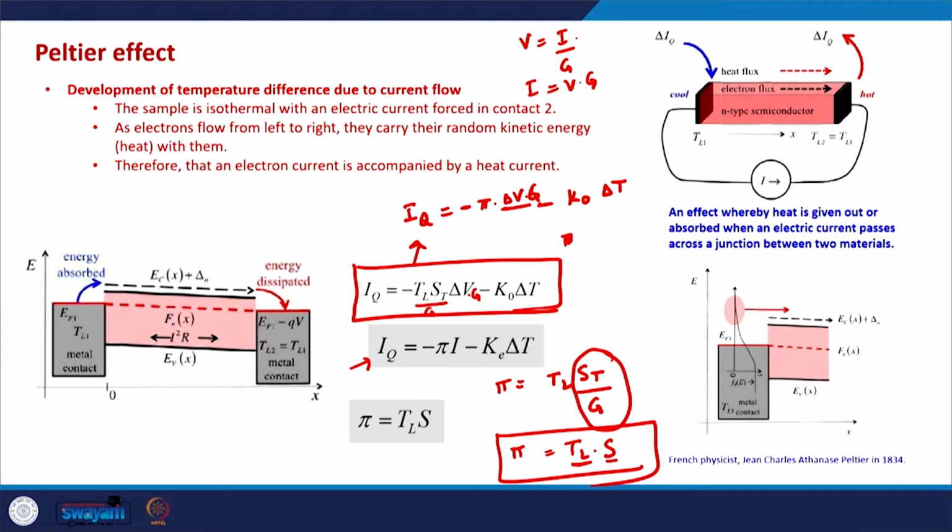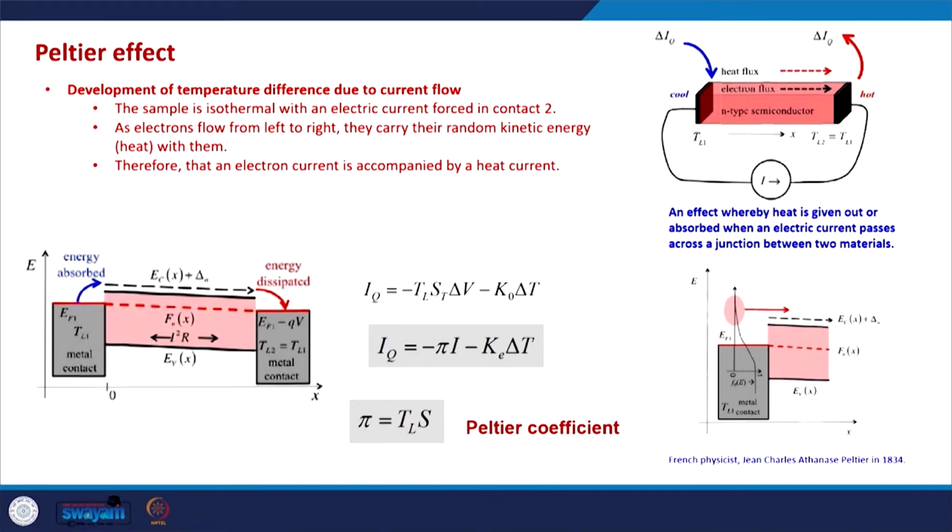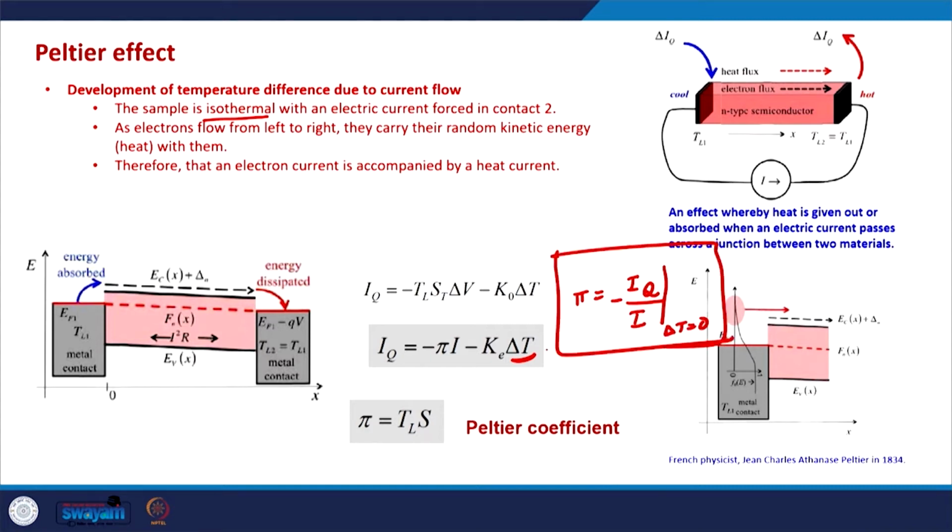And in other words, what it means is that if we do not apply any temperature difference, we take an isothermal conductor. So, if this delta T is 0, in that case pi, the Peltier coefficient, is essentially the ratio of the heat current to the charge current at delta T equal to 0. So, this is the definition of the Peltier coefficient.